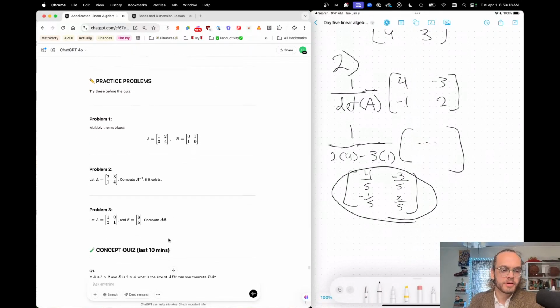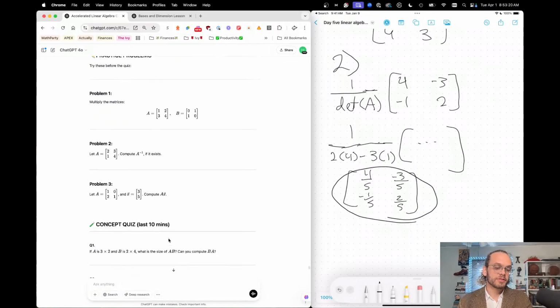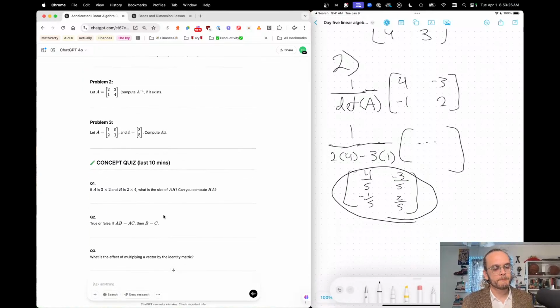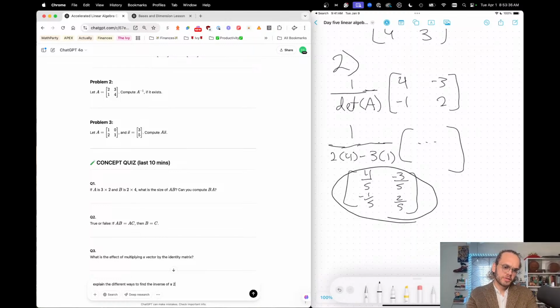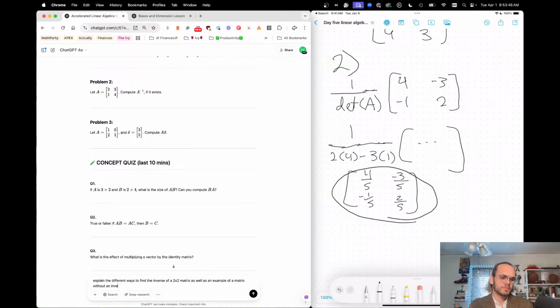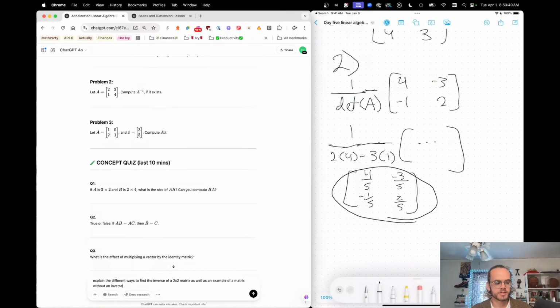All right. I think there's another way to find inverses of matrices, but I'm not sure exactly. So explain the different ways to find the inverse of a 2 by 2 matrix, as well as an example of a matrix without an inverse. If the determinant's 0, that's one way to make sure it doesn't have an inverse, because you'd have 1 over 0. Maybe that's the only way. But let's see. We have problem 3 now.